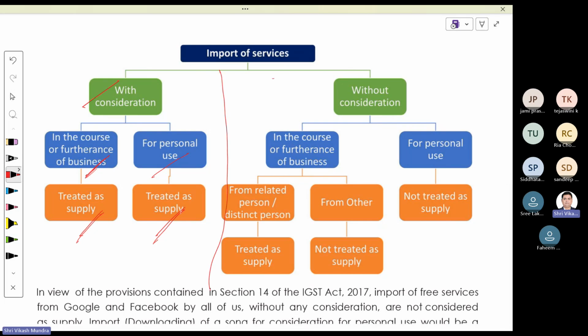And if it is import of service without consideration, but it is for the purpose of business and it is from a related person, then it would be treated as supply. If it is from another person, then it is not treated as supply. And if it is without consideration and for personal use, it would not be considered as supply. These two points we already discussed in our previous session.